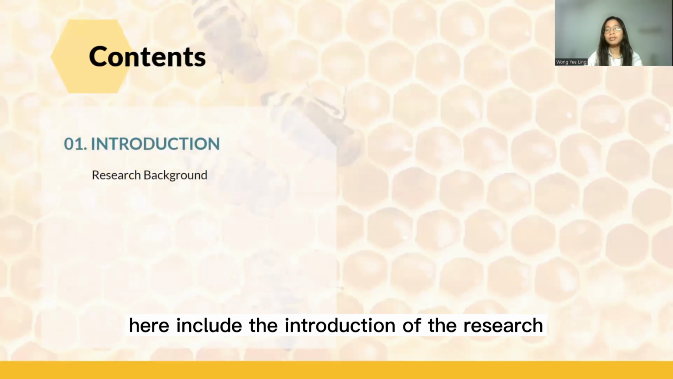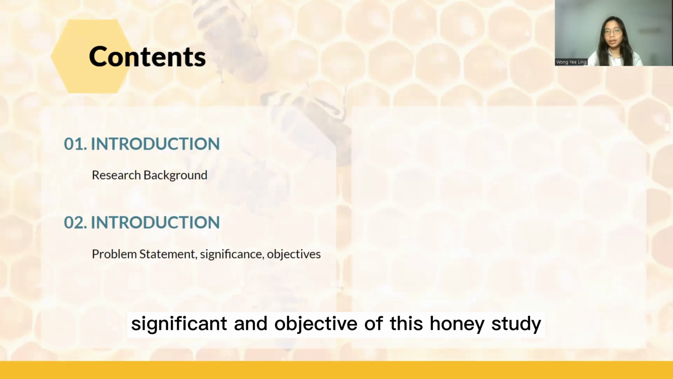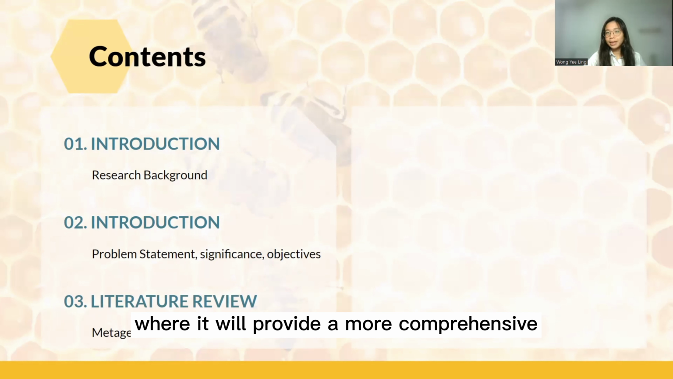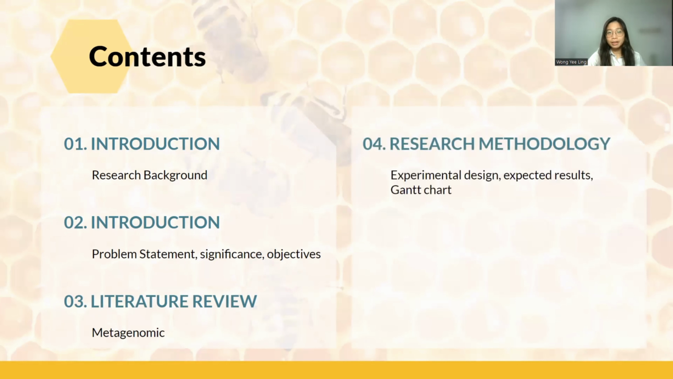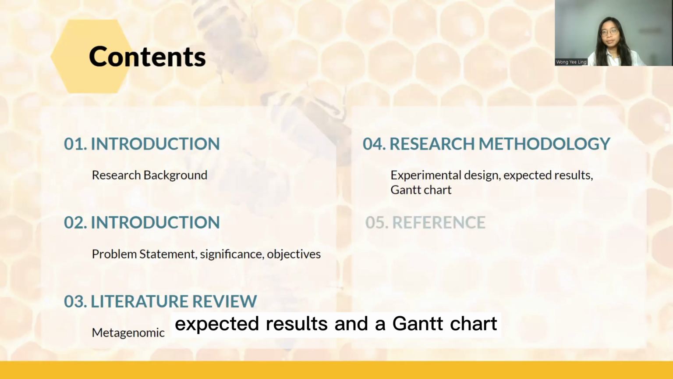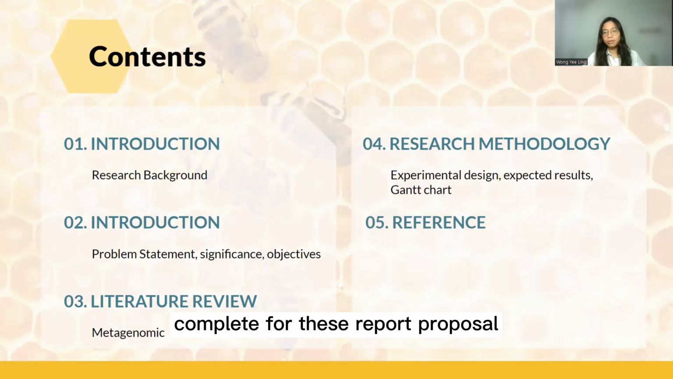The contents here include the introduction of the research background, the problem statement, significance, and objective of this honey study, the literature review of metagenomics, where it will provide a more comprehensive review of it, the research methodology, which includes the experimental design, expected results, and the Gantt chart. And last but not least, the references that were used to complete this report proposal.